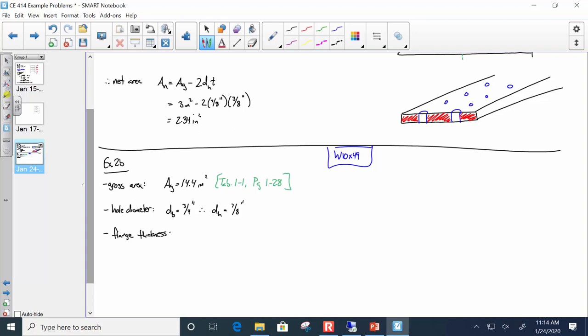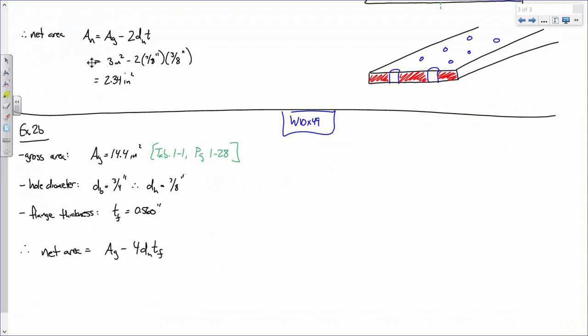TF is 0.56. And so therefore, the net area is the gross area minus 4 DH TF. So we wrote TF here as opposed to T because we're talking about the flange thickness. If they were going through the web, we would write the web thickness. So that's why I was saying on the last problem we just put T. We put T sub F here because of what they were going through. And so we try and make sure that we're cognizant of the symbology that we're using.